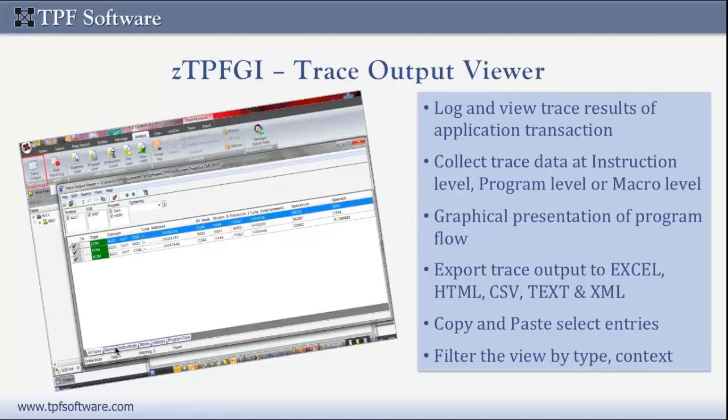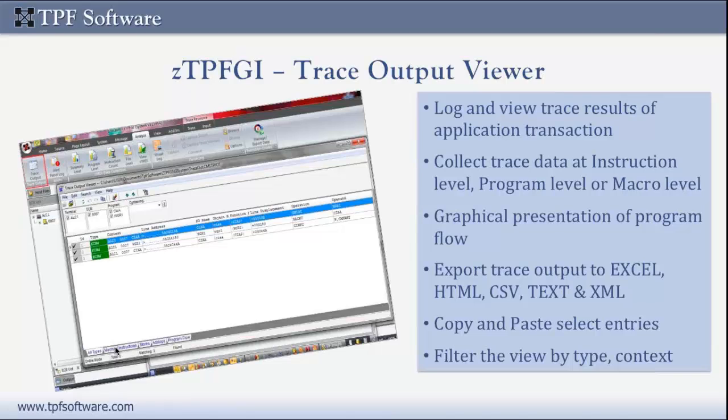Using this trace output viewer in GI, you can run a transaction, set some trace options, like capture all the macros, capture all the instructions, or capture all the program enter backs, and then when you execute this transaction, zTPFGI collects all the required information for this transaction. And the trace output viewer allows you to browse these logs. It's a graphical interface, and using it you can browse this log to understand the program flow.